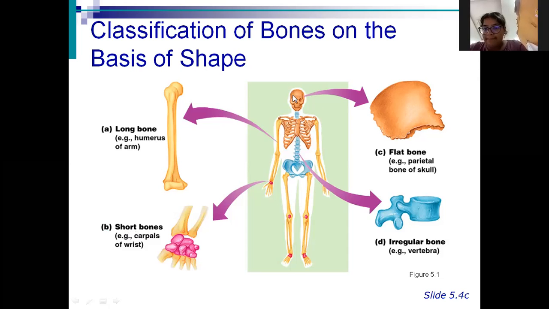If you look at the skull, it looks flat. We can also feel it in our own head, right? So these are flat bones. Then this is the vertebral column, shown in blue color. If you observe this bone, it is very irregular in shape, hence you call it an irregular bone. So that is the classification of bone based on shape.